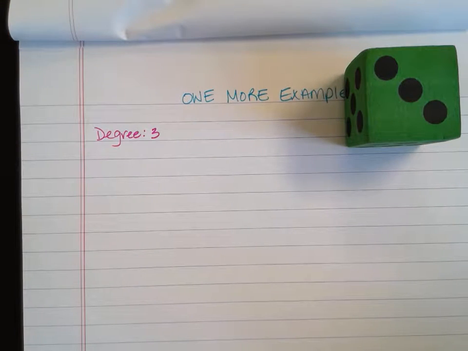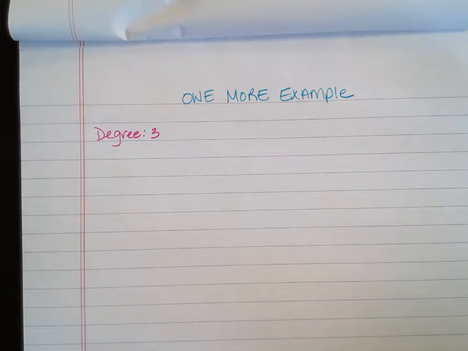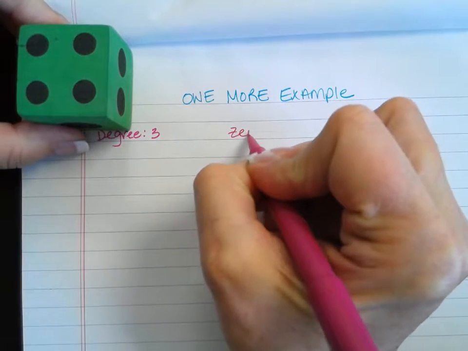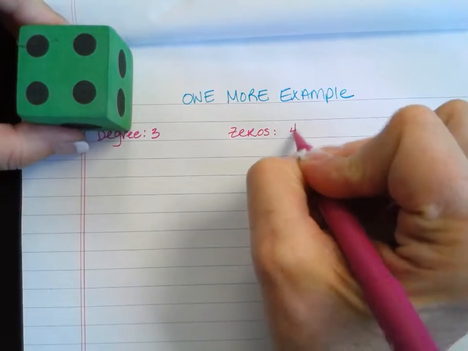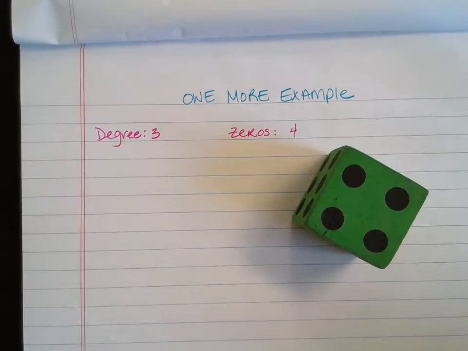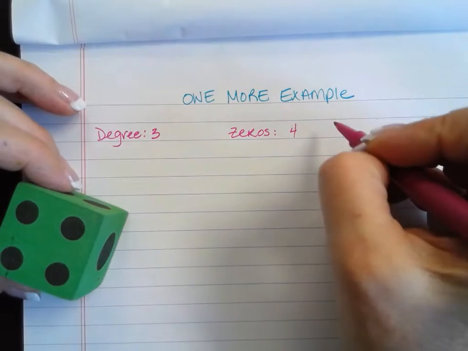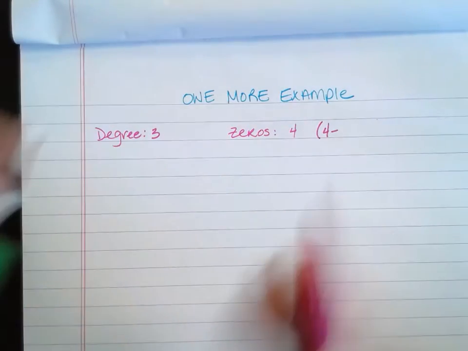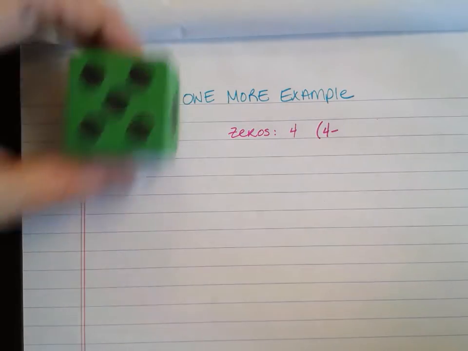Seventh period, the degree was 6. It took a full page. It was a doozy. All right, so one zero is a 4. I have a zero of then 4 minus 5i.